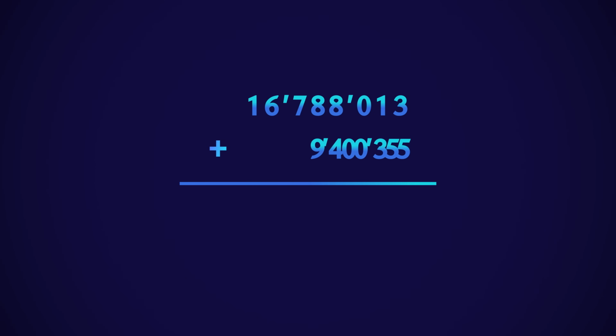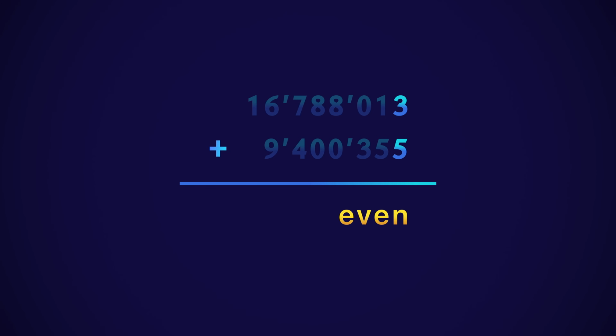Here's a simple problem. Is the sum 16,788,013 plus 9,400,355 even or odd? I hope you're not bothering to actually calculate the sum. Instead, observe that both numbers are odd, and adding two odd numbers always gives an even number.